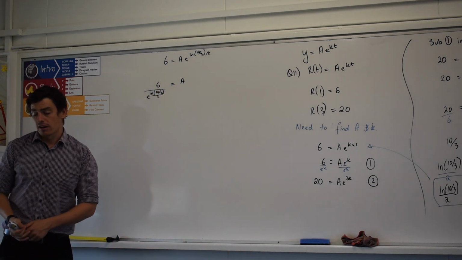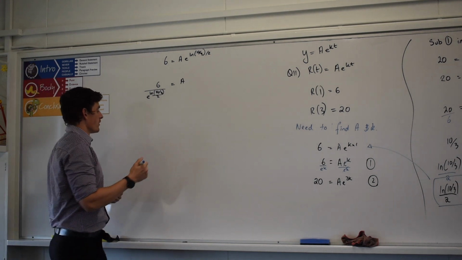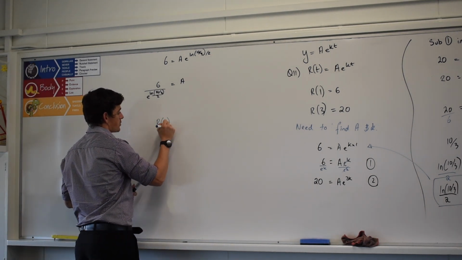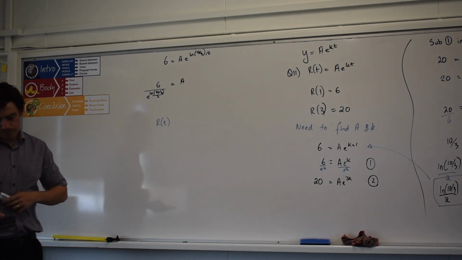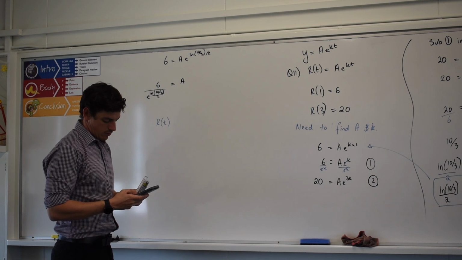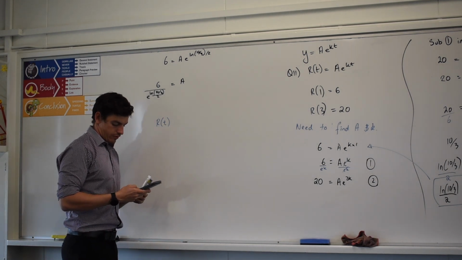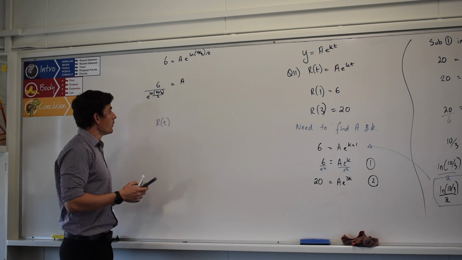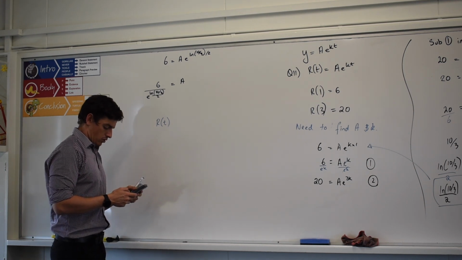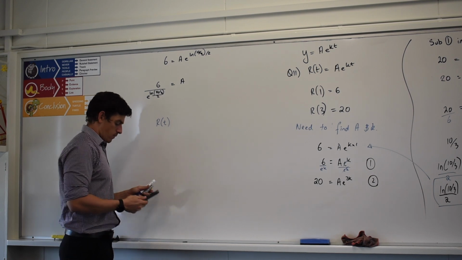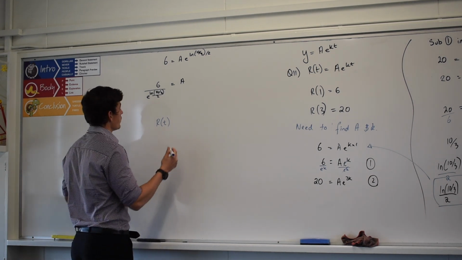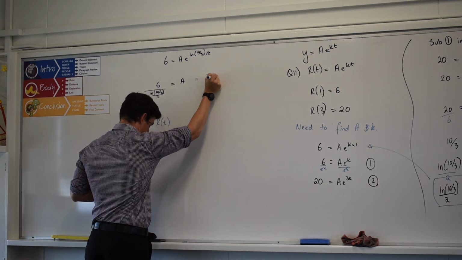And I could shove that in my calculator and get an exact answer, which means my function r of t, I probably shouldn't shove it in my calculator, I'll get an exact value. I'm being lazy. ln 10 divided by 3 divided by 2. So I get a equals 3.29.